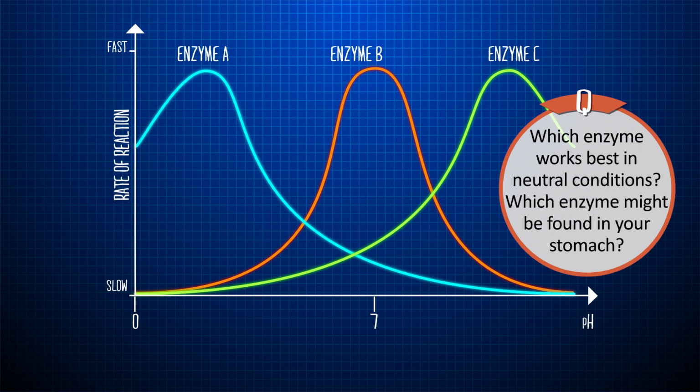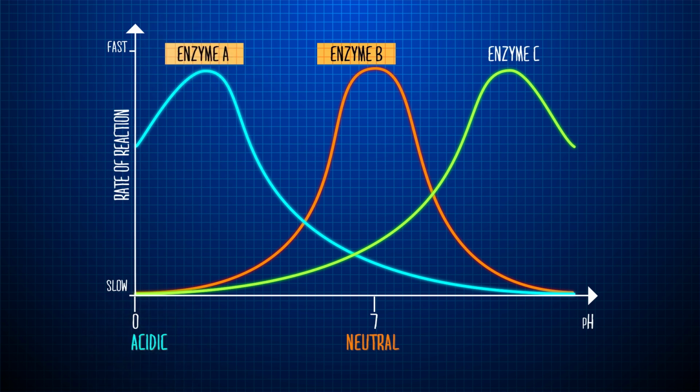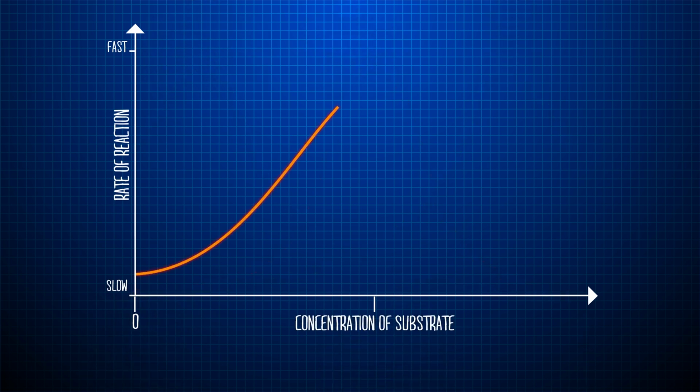A lot of enzymes work best at pH 7, which is neutral, like enzyme B in the graph. Some can work in very acidic conditions, such as those involved in the digestion of protein in our stomachs. They can work at a pH of 2, which is extremely acidic, like enzyme A. So what does this graph show?